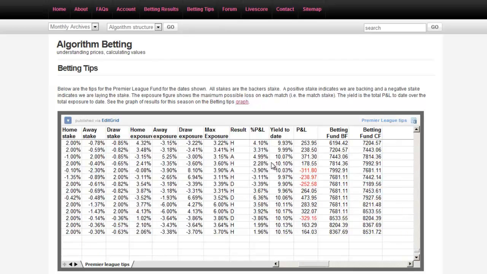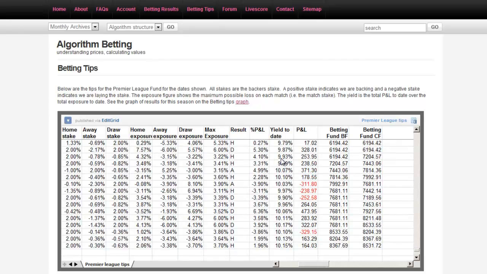Then, just to explain the rest of the sheet, we have yield to date. This is the total return over the maximum exposure. The maximum exposure cumulative over time, so it will increase with wins and it will decrease with losses. Here we have the simple P&L on every match, and our betting fund tallied, brought forward and carried forward.